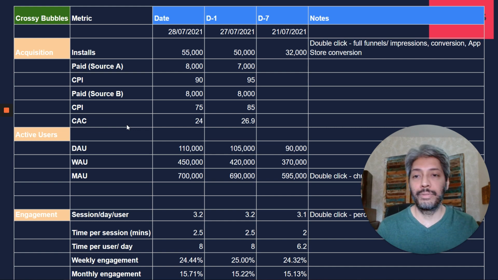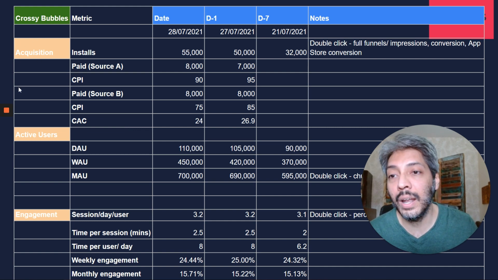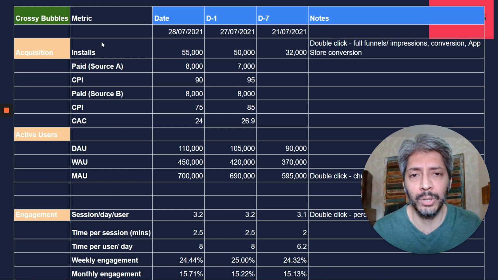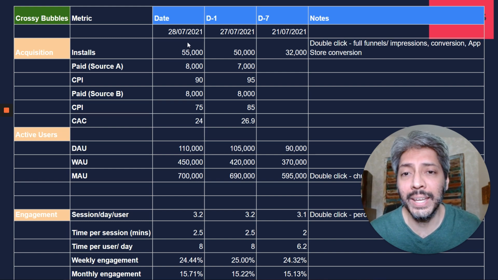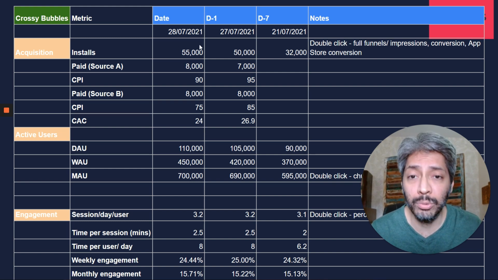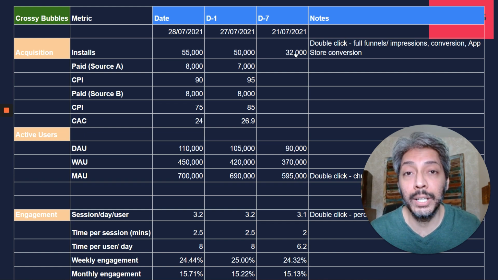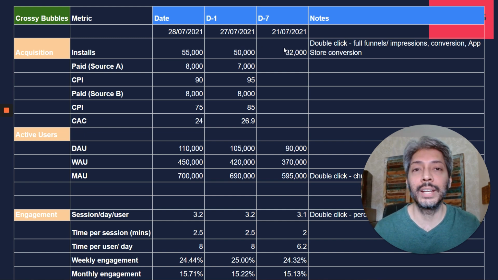The first set of things that we're going to look at are acquisition metrics. So what are we going to look at? We're going to look at how many installs we got that particular day. So we know that yesterday, 28th, we got 55,000 installs. The day before, we got 50,000 installs. And a week before, we got 32,000 installs. So this tells us that the daily installs that we are getting on our app are going up, and that's a good sign.